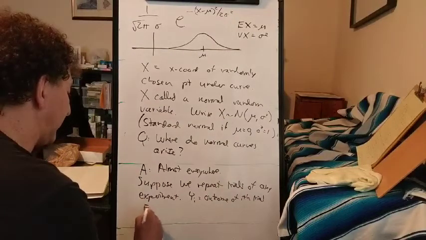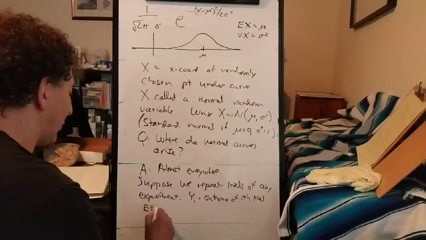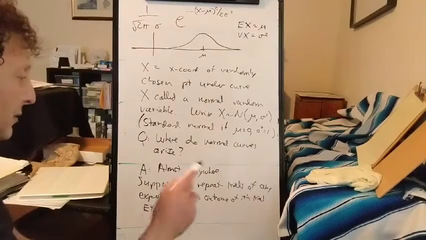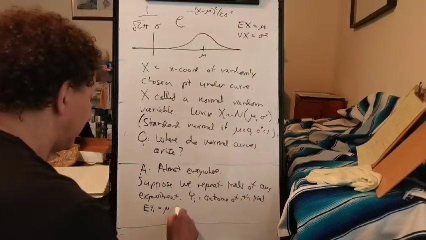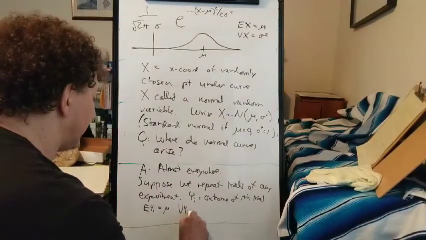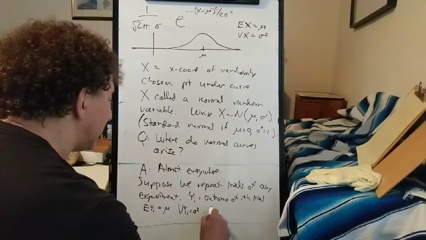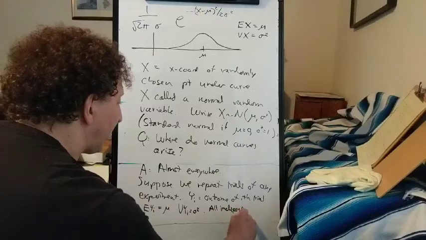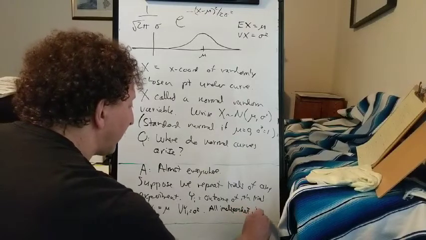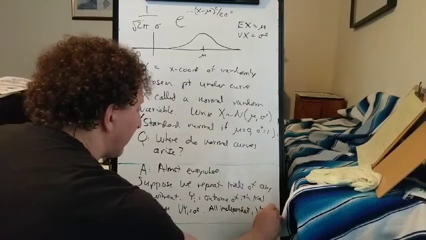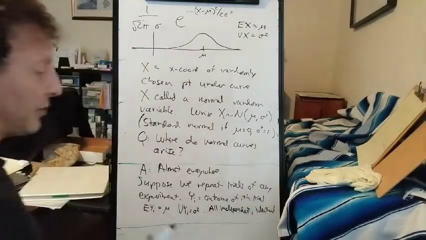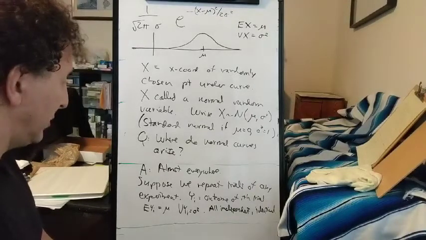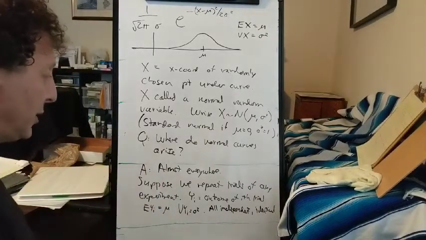Let's say the expected value of yi is mu. So these are all identical and independent. Variance of yi is sigma squared. So they could be Poisson random variables or binomial random variables or geometric random variables or other normal random variables, anything at all.